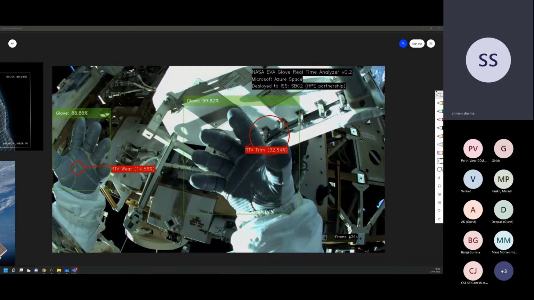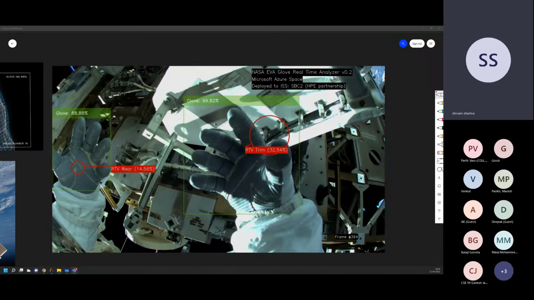This is just an example of how useful AI and machine learning will be for space exploration. And this is just from the point of view of safety, from a very small task, to find the wear and tear in the gloves.